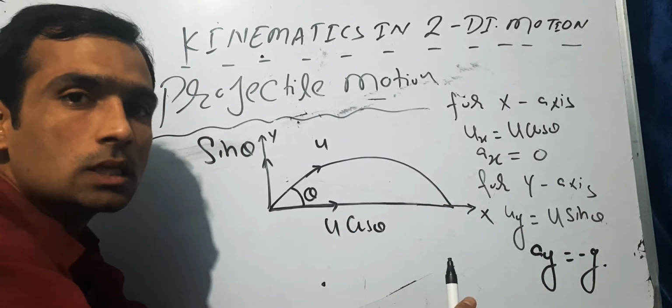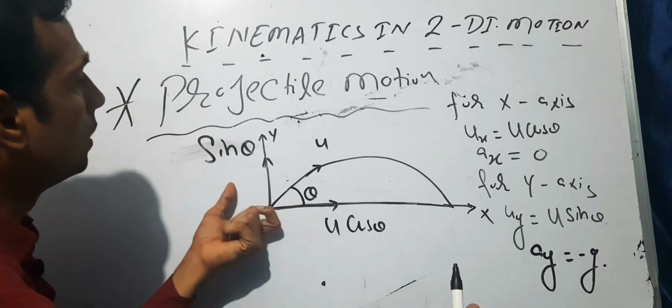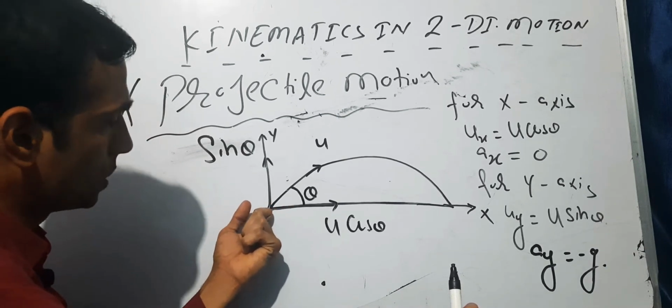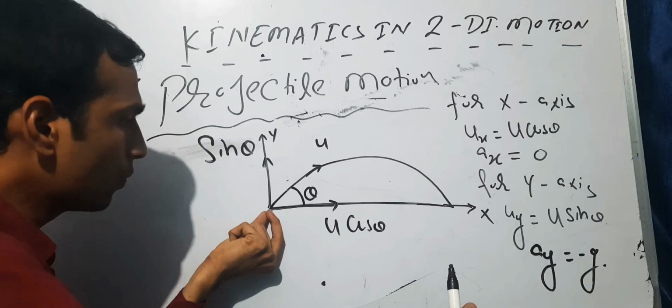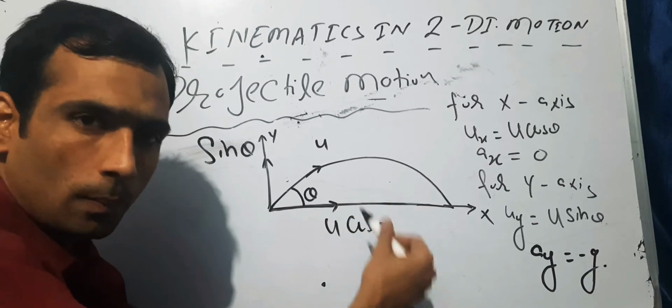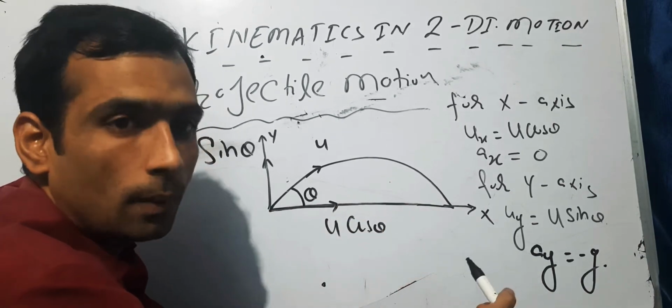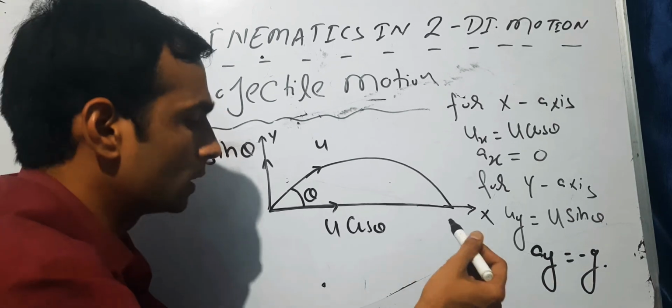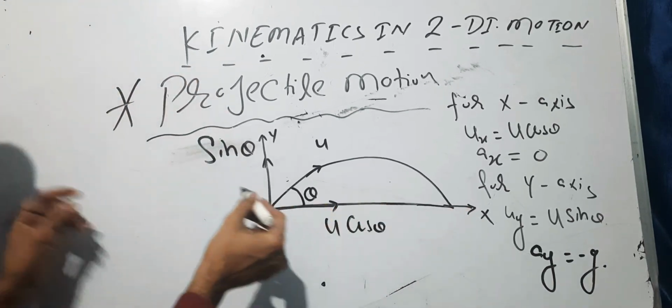So what is the basic target? I target to find the time of flight. How much time will the particle take to attain the whole path, from 0 until it lands? Let's say this is the time of flight.